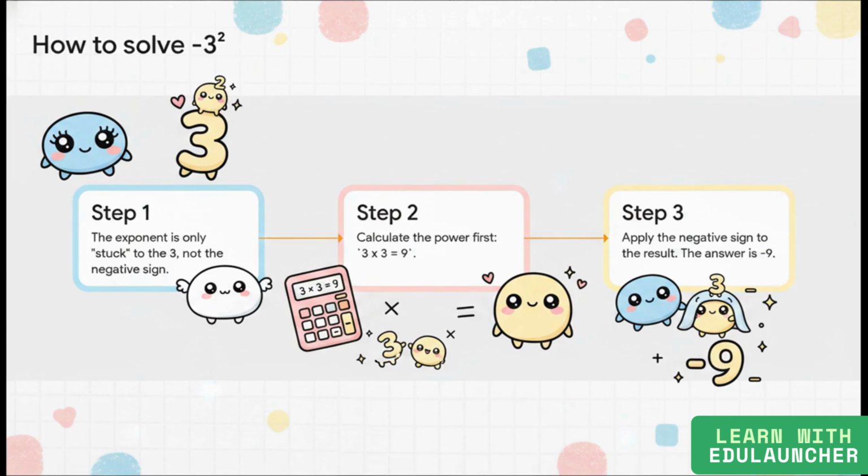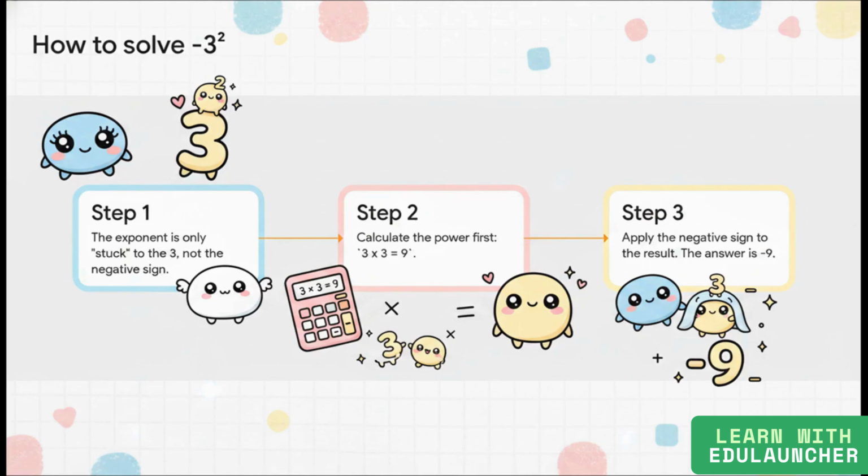According to our rules, the exponent gets handled before other stuff. That little 2 is only stuck to the number it's touching, which is the 3, not the negative sign. So you have to calculate 3 times 3 first, which is 9, and only then do you apply that negative sign waiting out front. So the answer is -9.